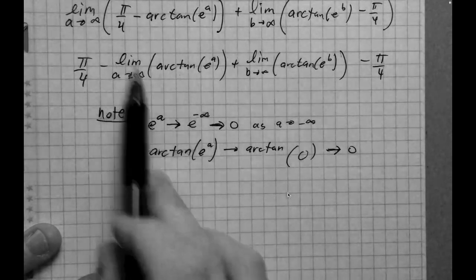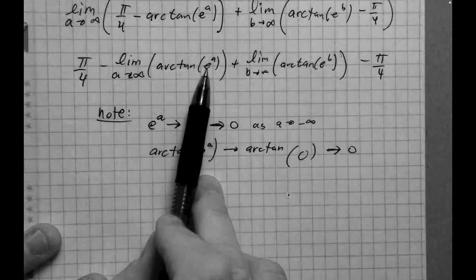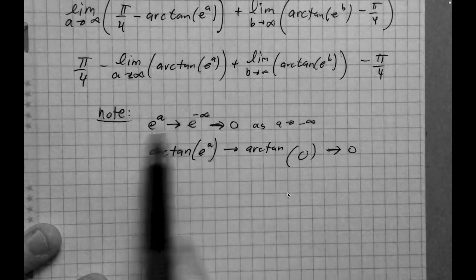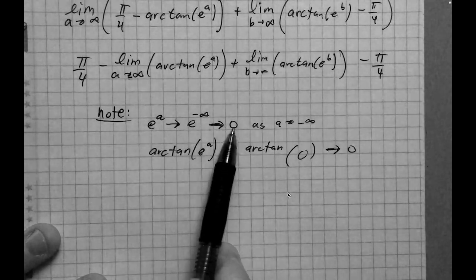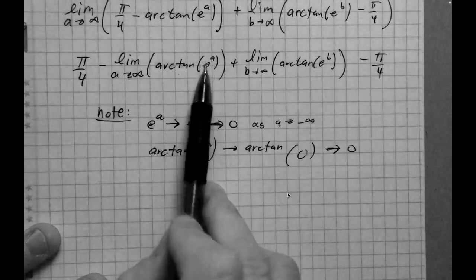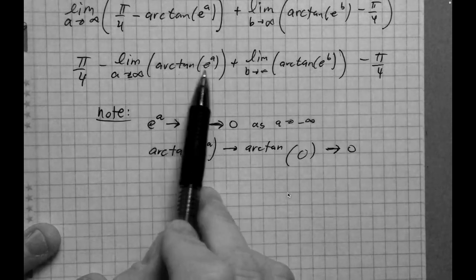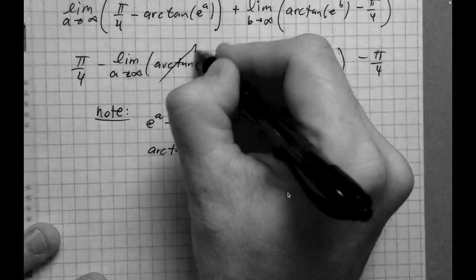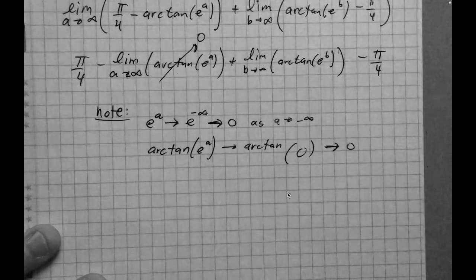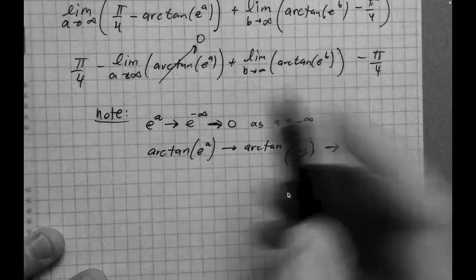So basically you just have to reason this through. So e to the a, as a goes to negative infinity, e to the a goes to e to the negative infinity, which is 0, right? Goes to 0. So that means this piece here goes to 0. When arctan goes to 0, this whole thing is going to go to 0. So that whole thing goes to 0. Okay, now what about this other piece?